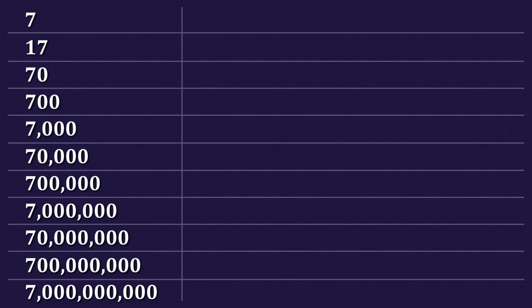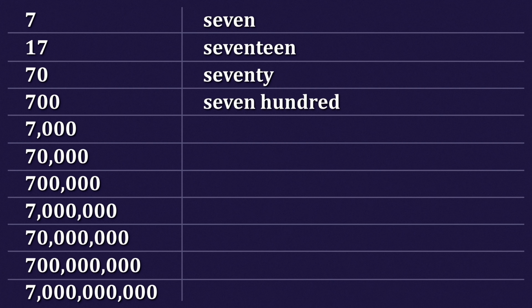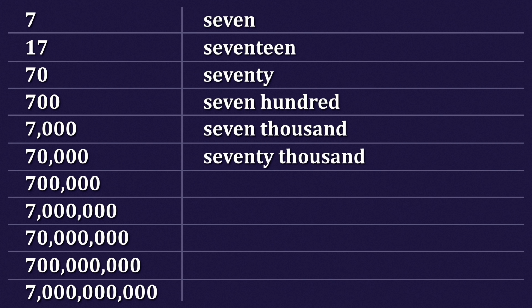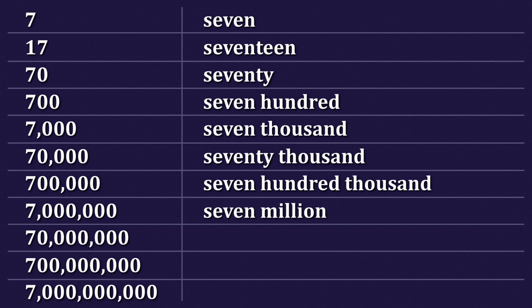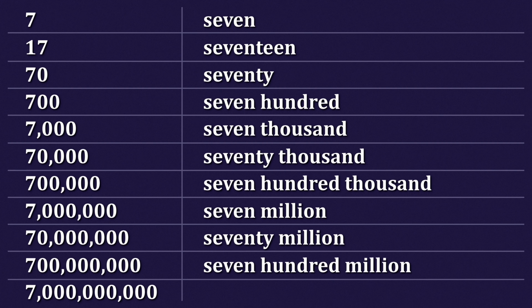Now let's try the number 7. 7, 17, 70, 700, 7,000, 70,000, 700,000, 7 million, 70 million, 700 million, 7 billion.